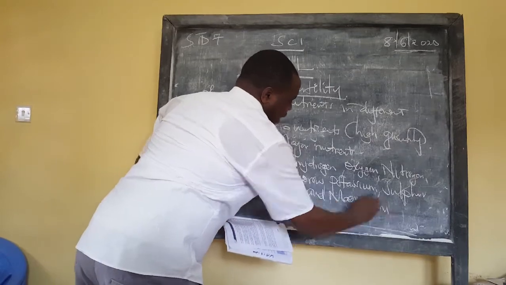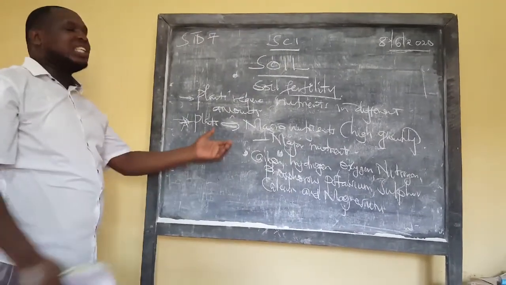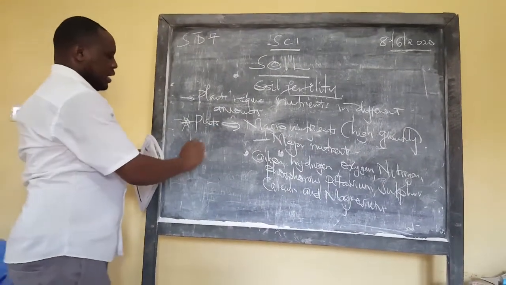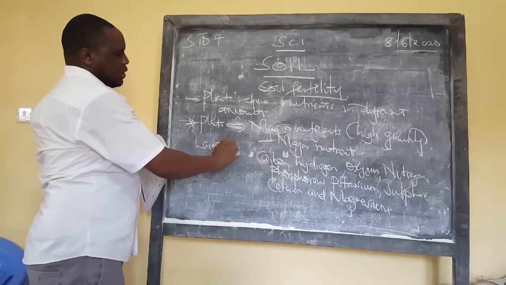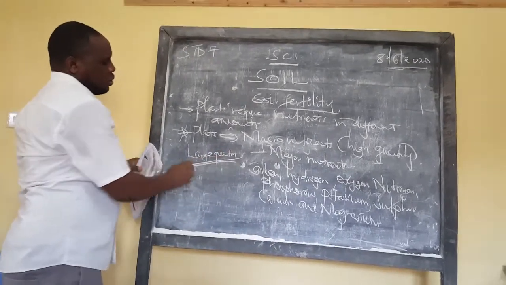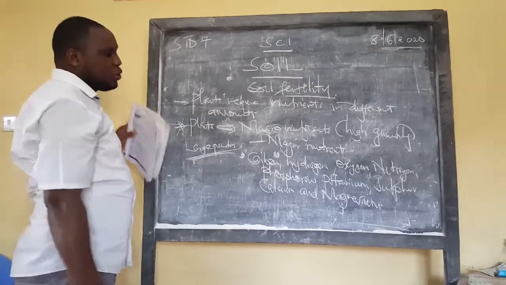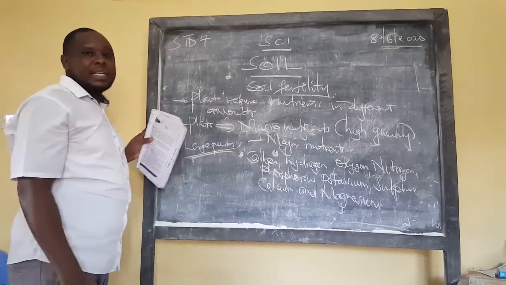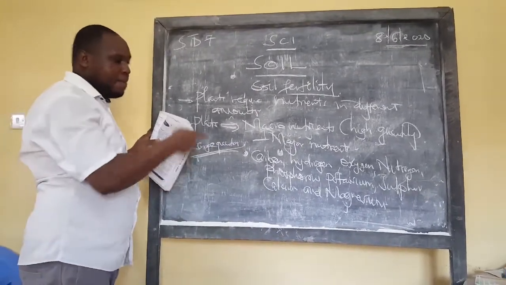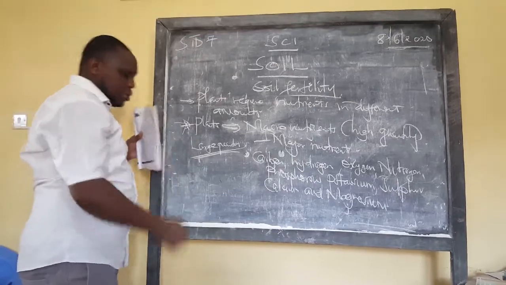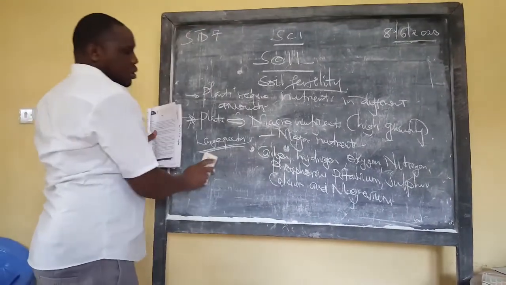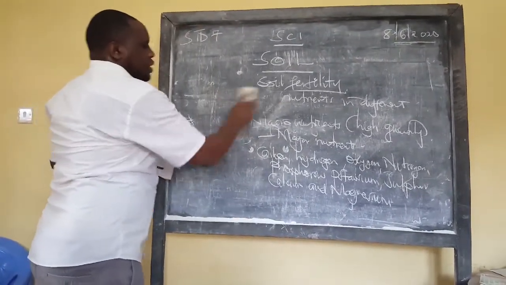All these I've mentioned here are required by plants in large quantities. So these are what we call macronutrients. They are required by plants in large quantities. A plant will require more of these. Then we have what we call the micronutrients.